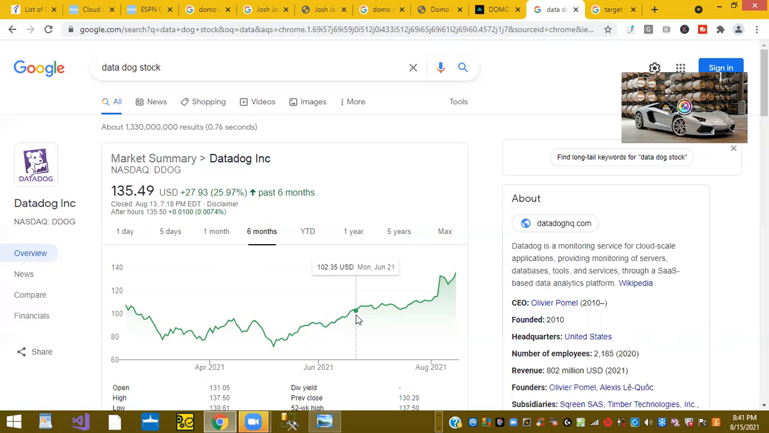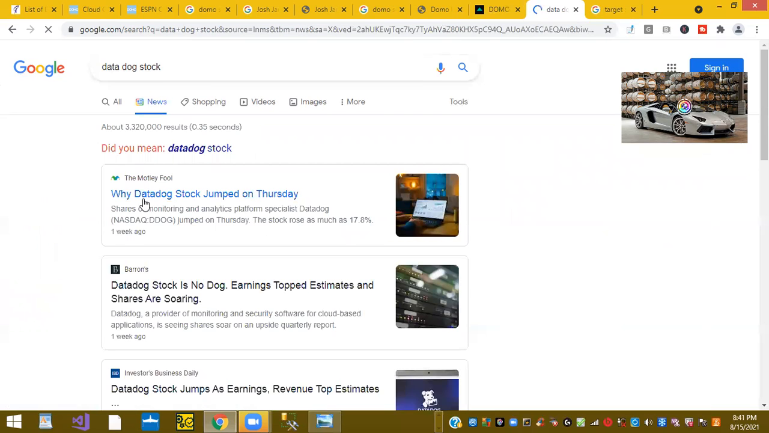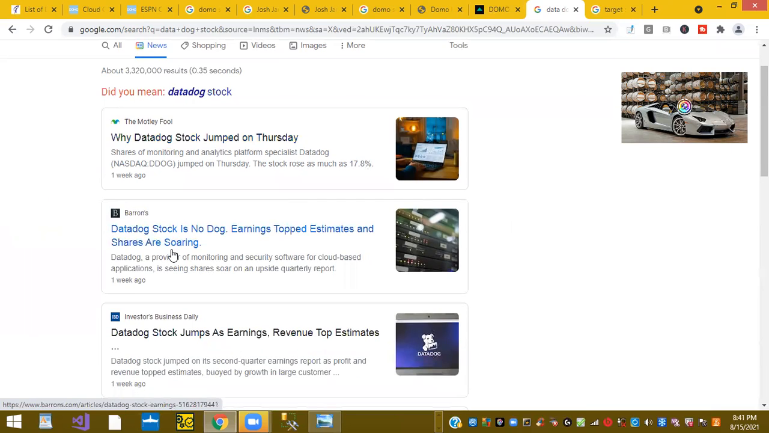I was thinking about buying it, but I did not buy. And I hate that I missed it. But I still believe Datadog has upside to it. Again, let's go into the news. Why Datadog jumped on Thursday. Stock rose as much as 70%. Datadog stock tops estimates. The shares are soaring. Okay, so this was a week ago.